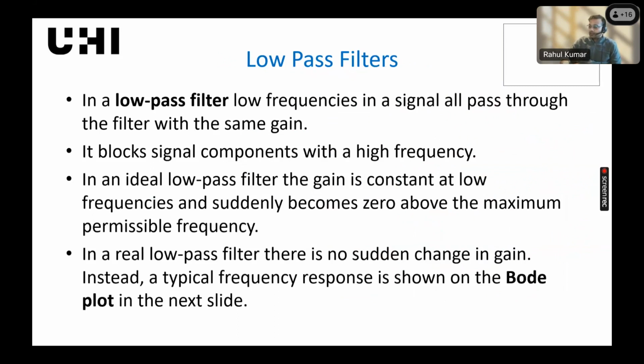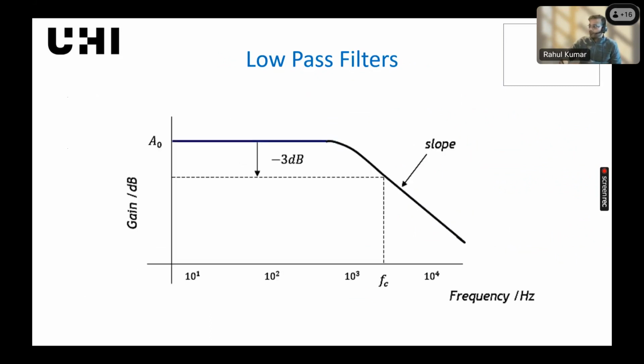So it's all the same, which I've already explained. You can read about them. Now here is a Bode plot of low pass filter. So at low frequencies, we get the same gain, A0. Okay. So it's also called as the low frequency gain. So A0 is also called as the low frequency gain in case of low pass filter.